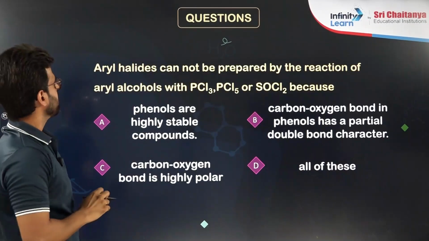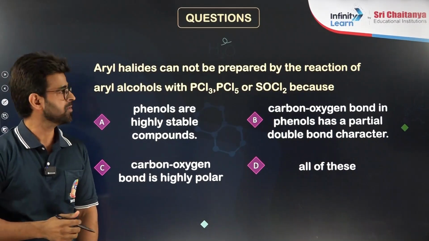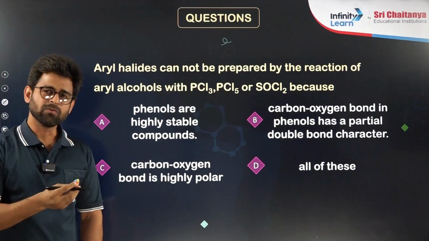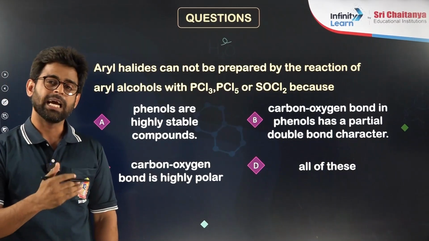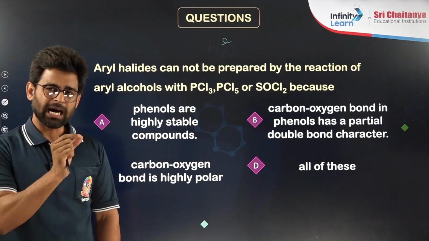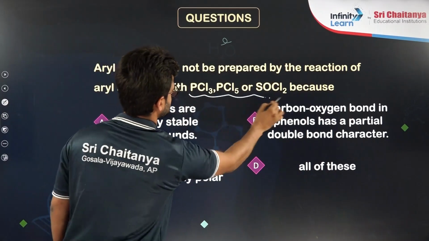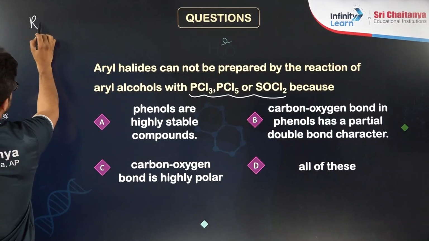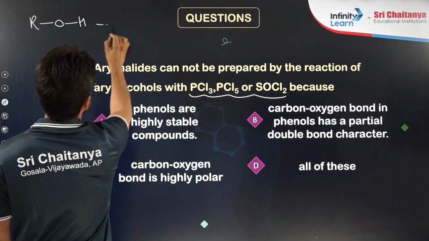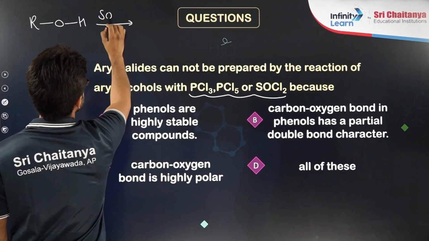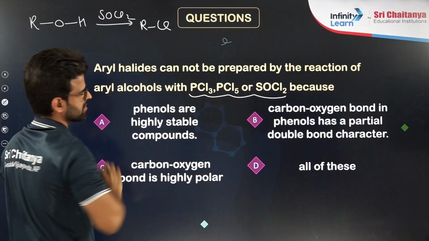The next section is aryl halides cannot be prepared using PCl3, PCl5, or you can say SOCl2. Just now we have used PCl3, PCl5, SOCl2 to make haloalkanes, right? Because ROH, if we see, if we add these reagents in alcohol, that is ROH, here you will not find any partial double bond character. So if I take example of SOCl2, easily we can replace this OH by Cl, fine.